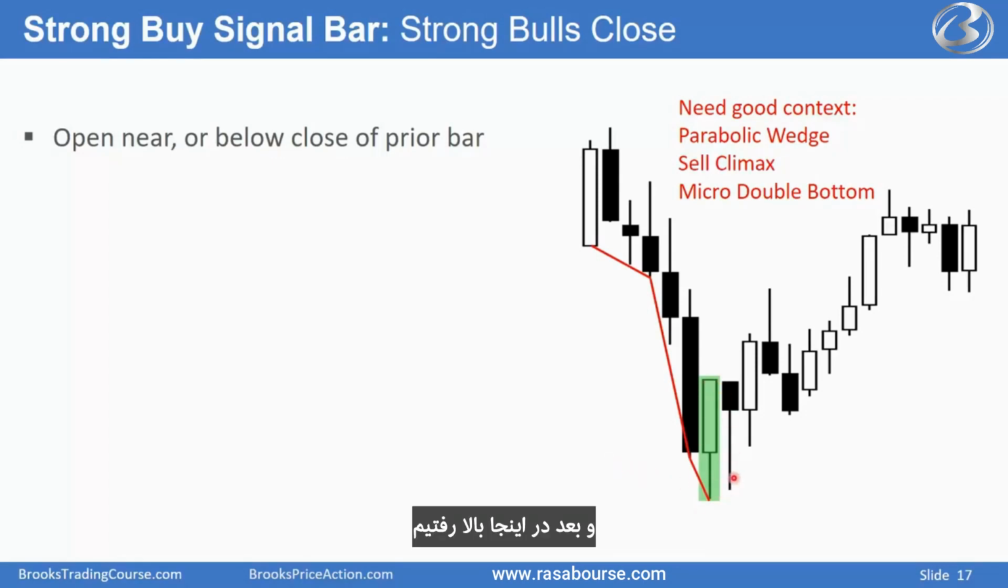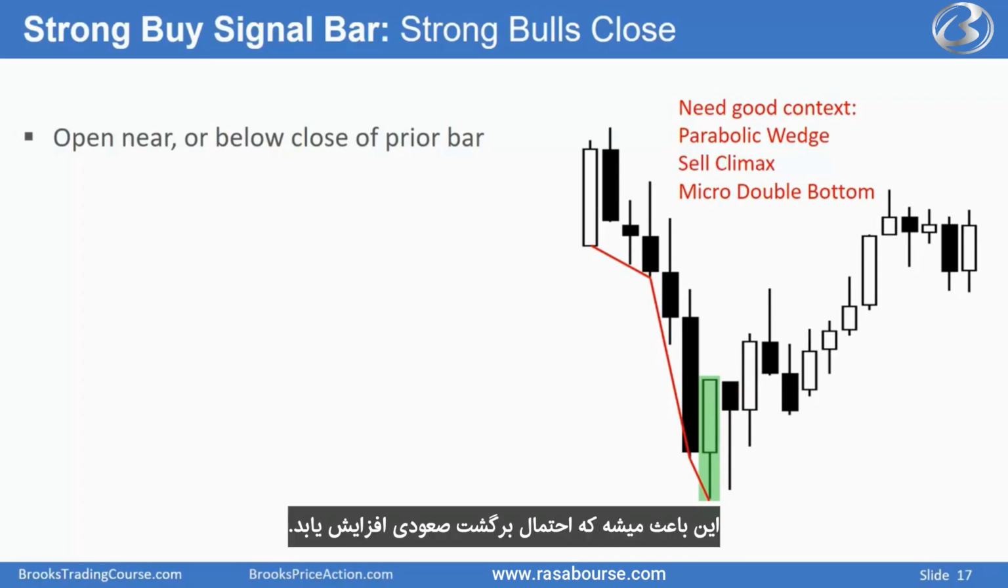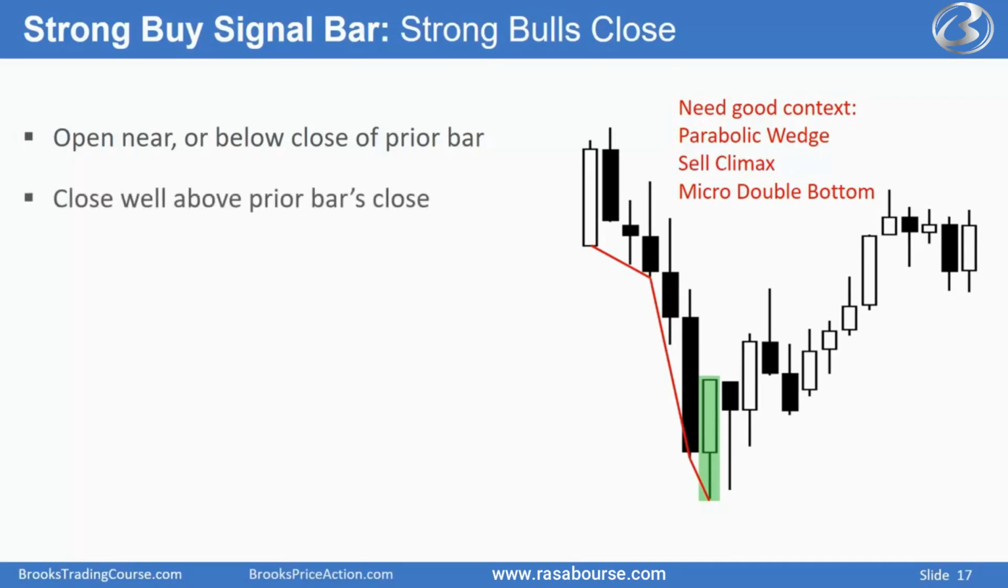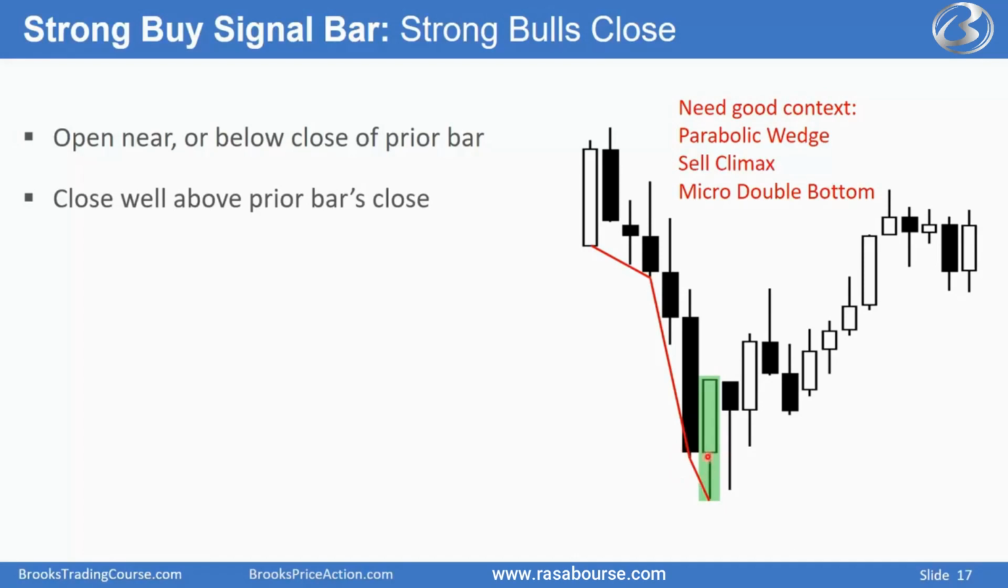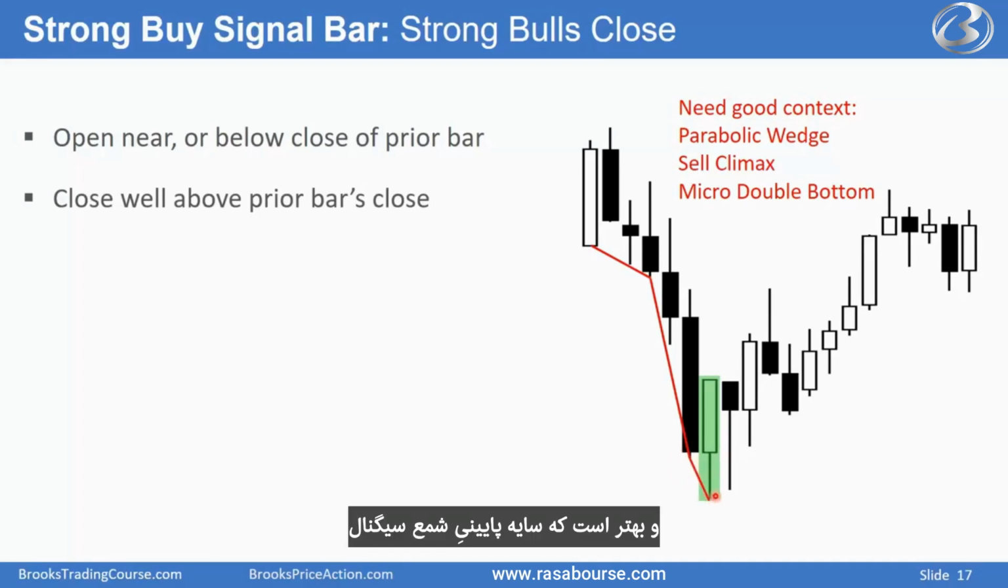And then here we went up and we went down, went up. We went down twice. Down, up, so micro double bottom. That increases the chances that the reversal will work. So the context is pretty good. I also like to see a close well above the prior bar's close. And the tail on the bottom, ideally, you want it to be 1/3 to 1/2 the size of the signal bar.